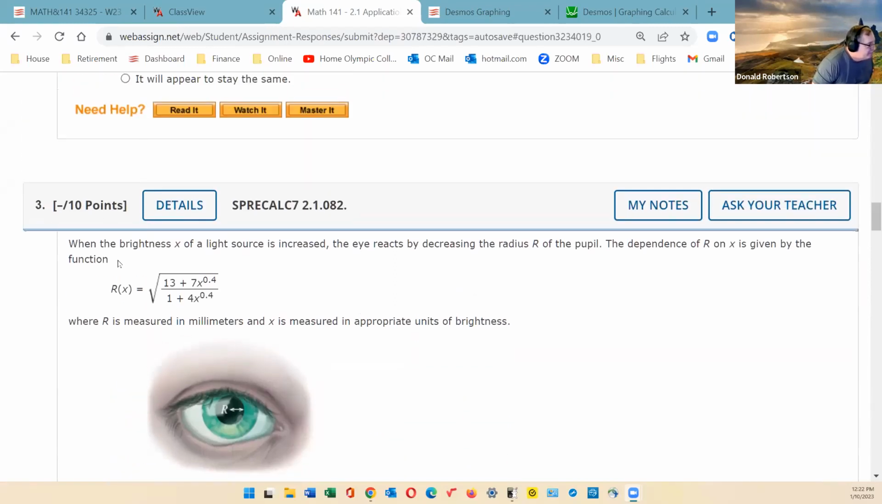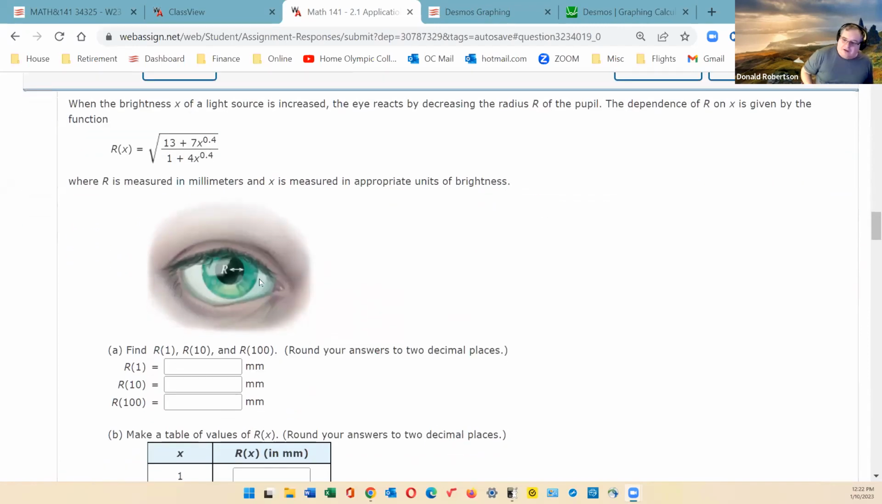It's question 3. When brightness X of a light source is increased, the eye reacts by decreasing the radius R of the pupil. You ever been at the doctor and they shine a light at you, and one of the things they're looking for is to see that your pupils contract? Because if your pupils don't contract, that's a very good sign there's something really bad wrong with you, right? Because that is one of those reactions you have no control over. Your body will do it automatically.